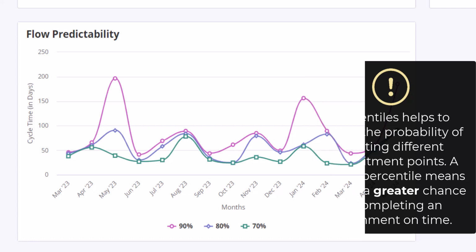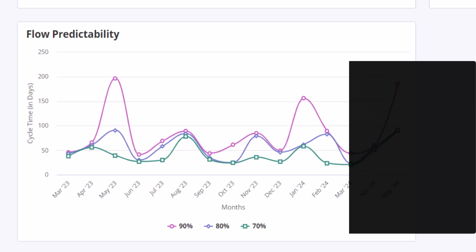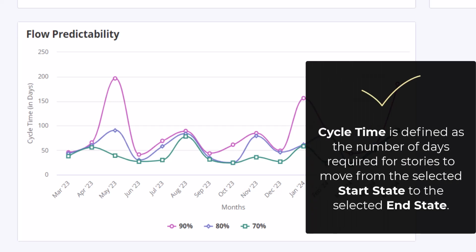For example, in a high-functioning Scrum team that uses 2-week iterations, you would expect most of the stories, which would be in the 90th percentile, to be accepted in 14 days or less. Cycle time is defined as the number of days required for stories to move from the selected start state to the selected end state.